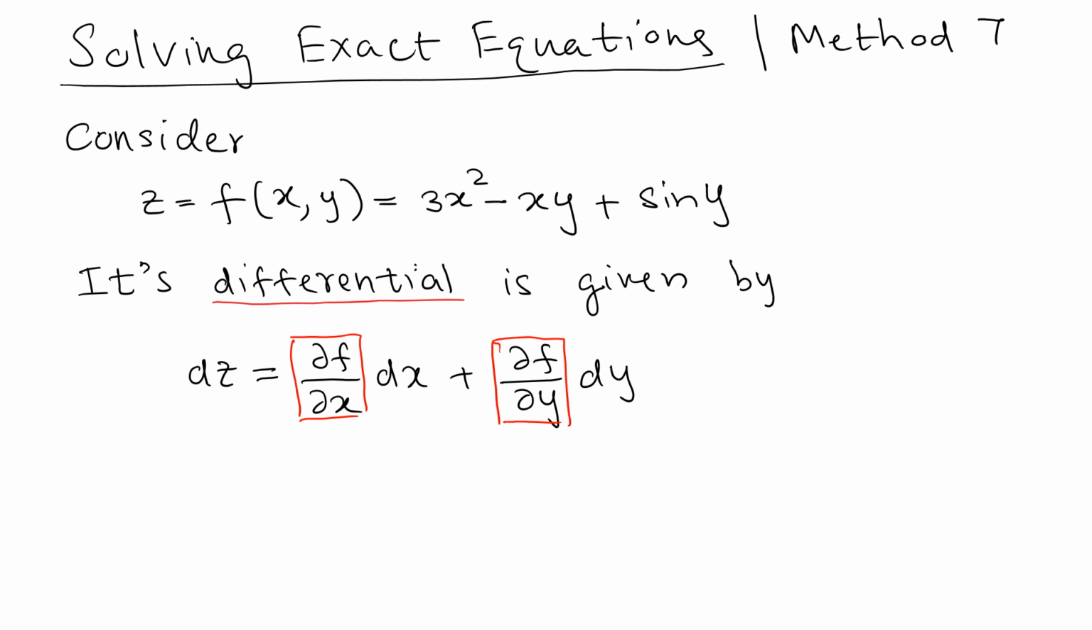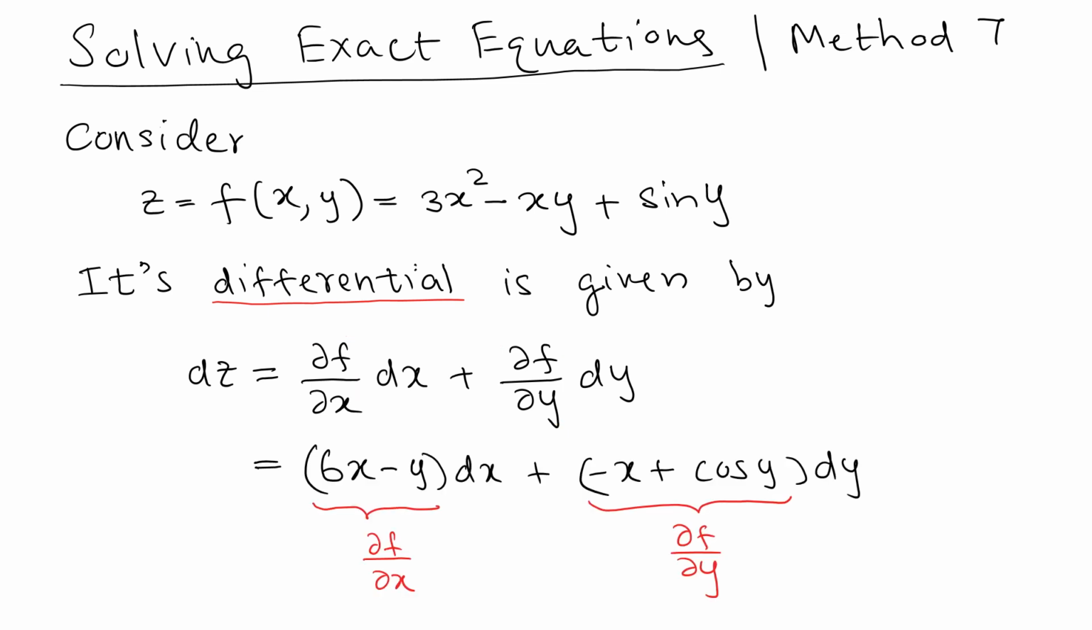So in our problem, if you take the partial derivatives, with respect to x you get 6x - y. That's the partial derivative with respect to x. If you take it with respect to y, you get -x, because x is constant, plus sin becomes cos y. So that's what happened, and you get this equation.